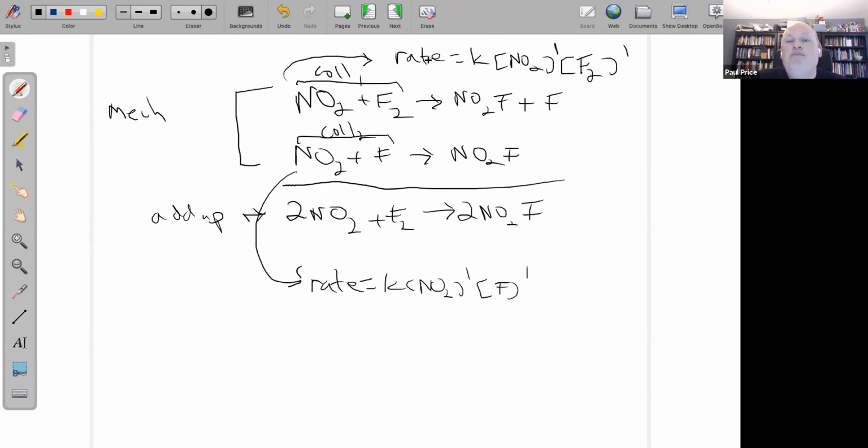So when you look at a mechanism, you can actually write the rate law for those steps directly from the mechanism itself, because it gives you that blow-by-blow account of what happens. But what's interesting is we have two rate laws, but there can only be one rate law for the balanced chemical equation.